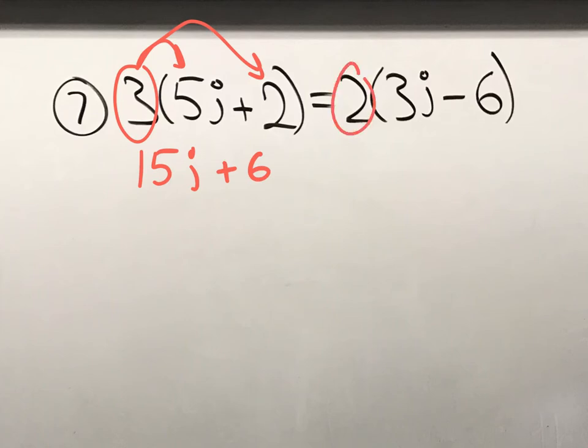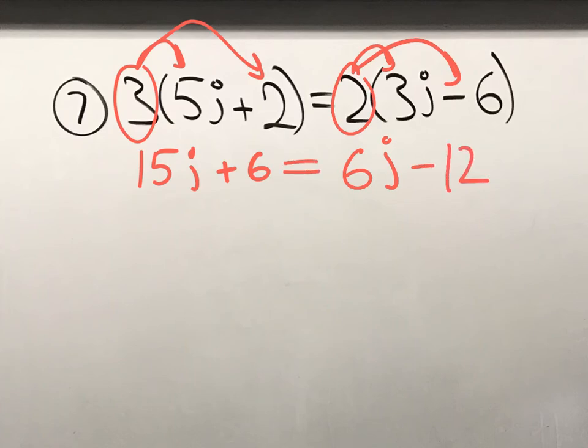I'm going to distribute this 2. 2 times 3j is 6j, and then 2 times negative 6 is negative 12. And of course I'm going to bring down the equal sign right between my two sides there, straight down. So now I have a simplified equation. The first equation was not simplified, now it's simplified.